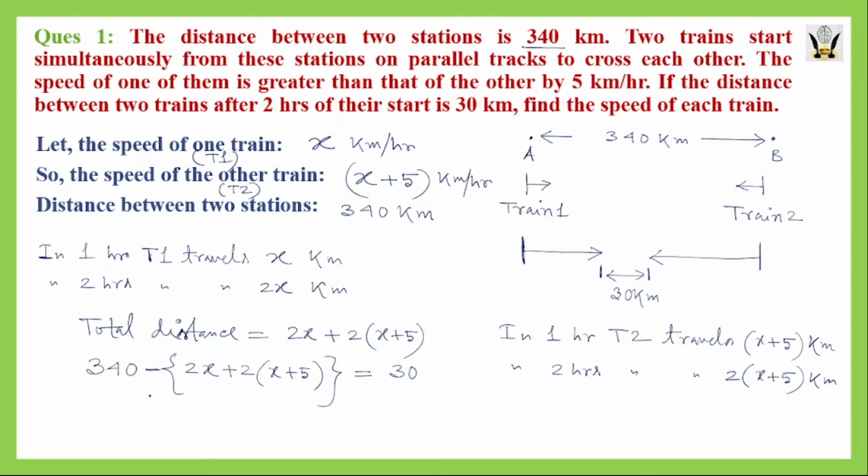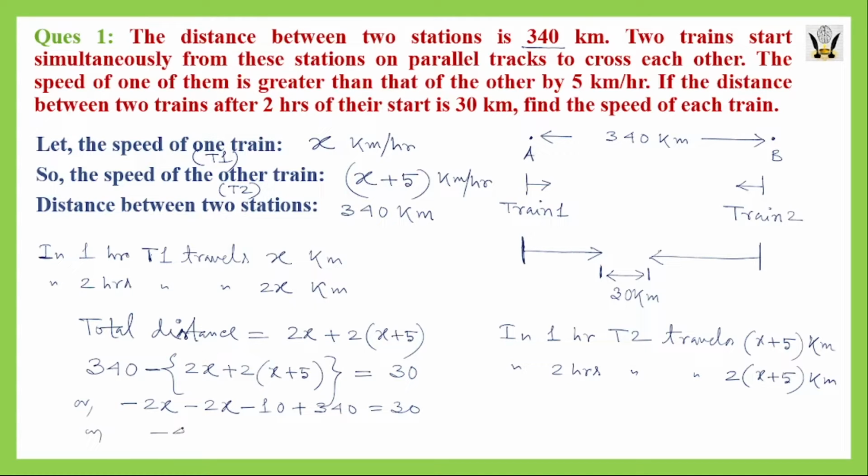So this is the linear equation in x, or linear equation in one variable, which is x in this case. Now if we simplify this equation, we will get the value of x easily. So it will be minus 2x, then here we have one more 2x, and when it comes out of the bracket it will be minus 2x. Here we have plus 10, and when it comes out of the bracket it will become minus 10. Then we have 340, and on the other side we have 30.